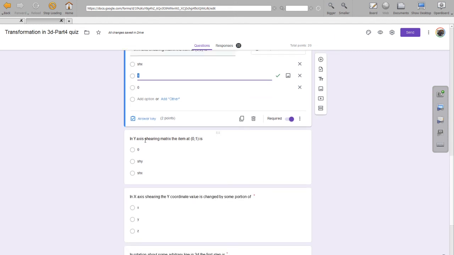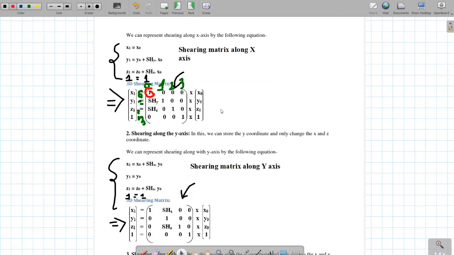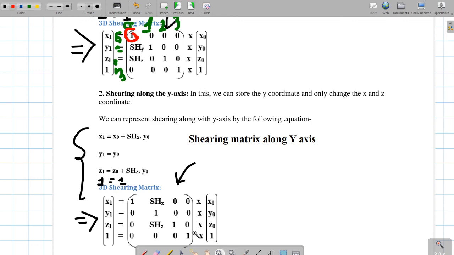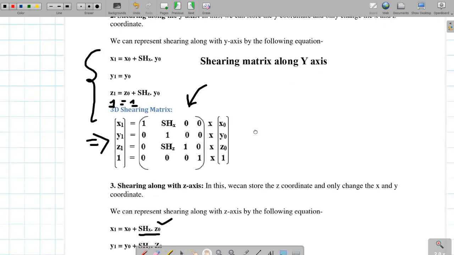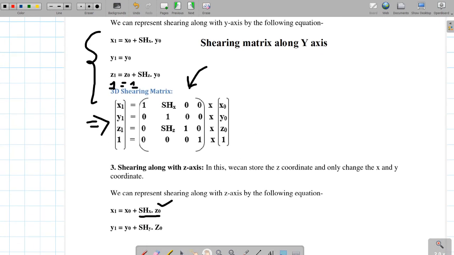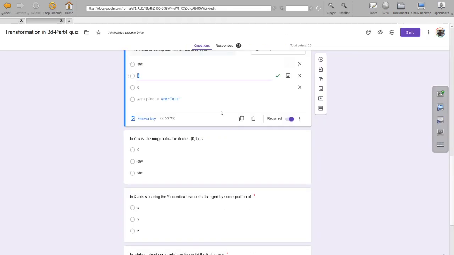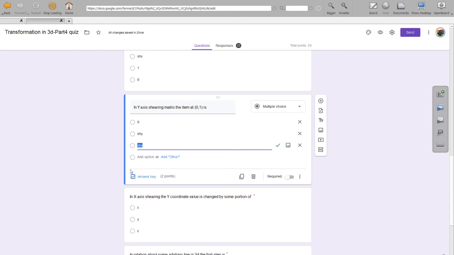In y-axis shearing matrix, the item at location 0, 1 is... so let me revisit the y-axis shearing matrix once again. Drag it a little up. So the item at location 0, 1 is, you can see, SHX. So the correct option is the third option, SHX.